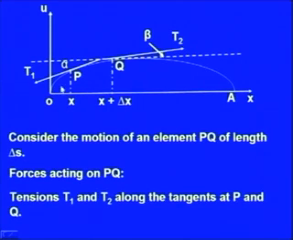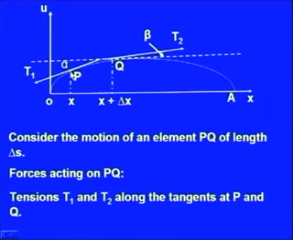Let us consider the motion of an element PQ of length Δs. The forces that are acting on this element are the tensions at the points P and Q, which act along the tangents. T1 is the tension at the point P and T2 is the tension at the point Q. Since the string is perfectly elastic, it does not offer any resistance to bending.